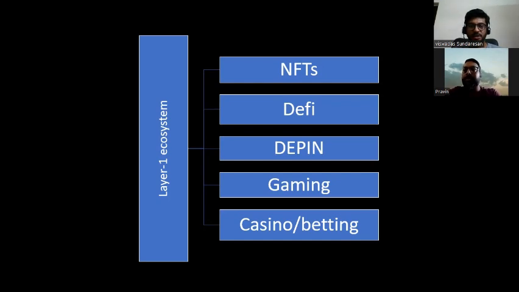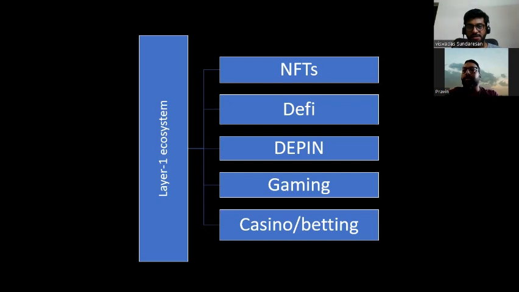And the next one is casino and betting. So you would have seen a lot of Web 2 casinos being advertised, but now you have Web 3 casinos where you can connect your wallet to one of these casinos and bet on a football game or a cricket game. You can play roulette, you can play blackjack, etc. And if you win, the money gets credited to your wallet, and you can then redeem it for actual money.